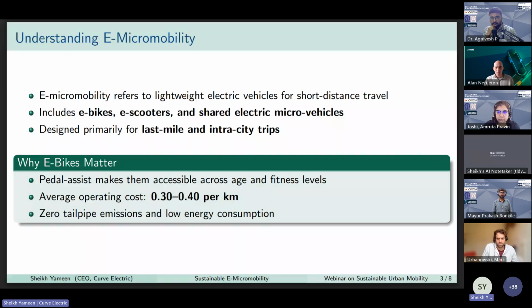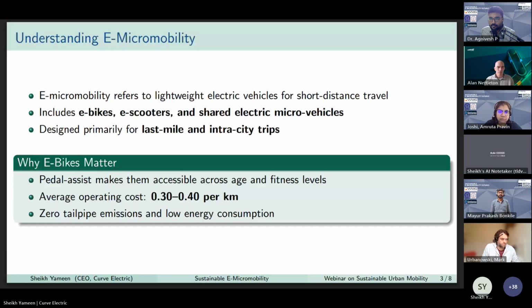So having that first and last mile solution is very important. Also with e-bikes in particular, because that is what I am more concerned with and I deal with. These e-bikes are a very low cost instrument. They barely cost around 30 to 40 paisa a kilometer, which is roughly 20 to 25 pennies a kilometer.